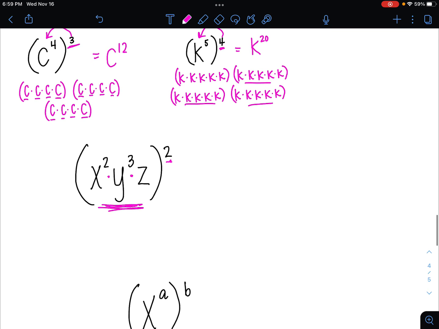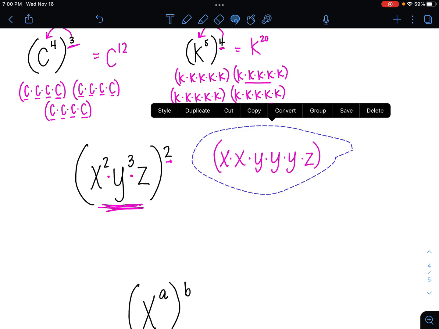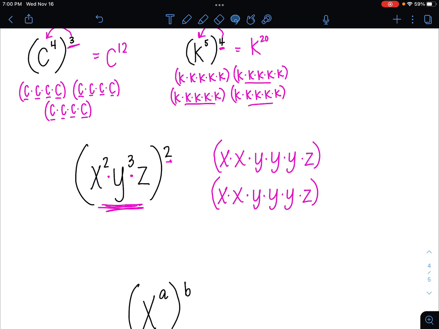So just one of these, x to the power of 2 is x times x, y to the power of 3 is y times y times y, so 3 y's. And then the z doesn't have an exponent, so it means that I just have one of them. So there's one copy of everything that's in the parentheses. Now I'm going to take that and I am going to take another one of those.